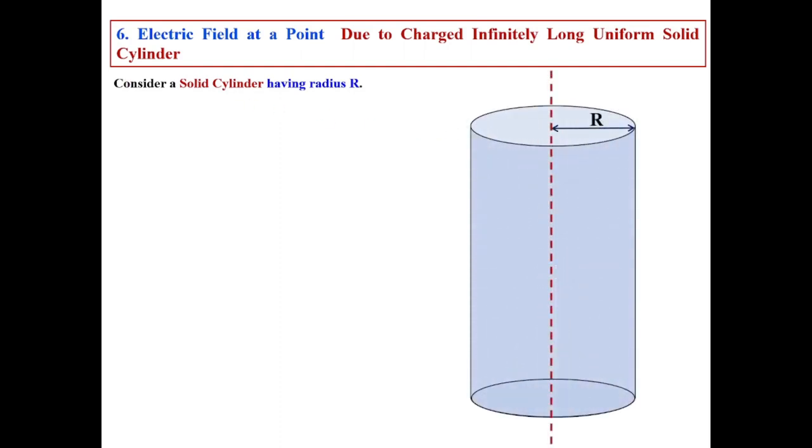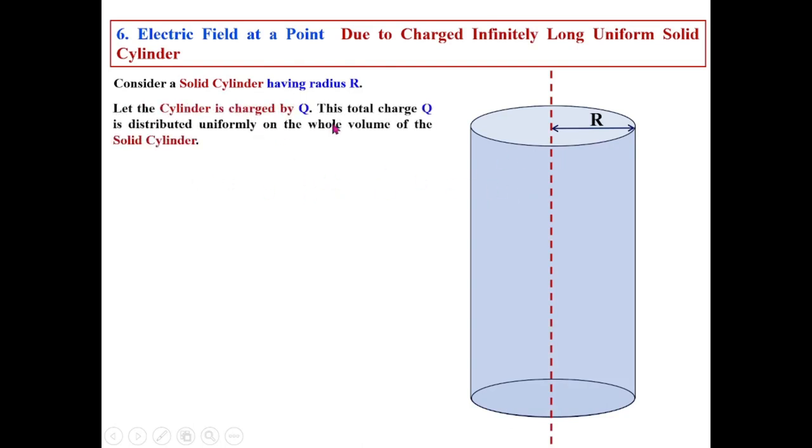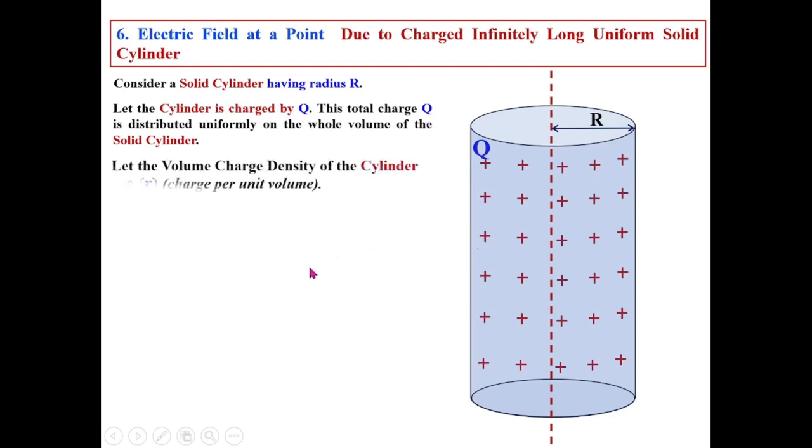This is the solid cylinder, radius is R. Now we are going to give a charge Q to this solid cylinder. The total charge Q will be distributed uniformly on the whole volume of the solid cylinder like this. That means this Q charge is distributed uniformly on the whole volume of this solid cylinder.